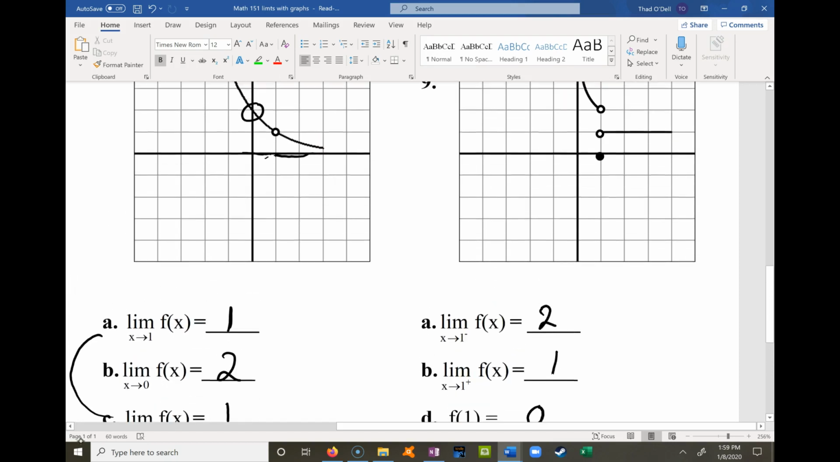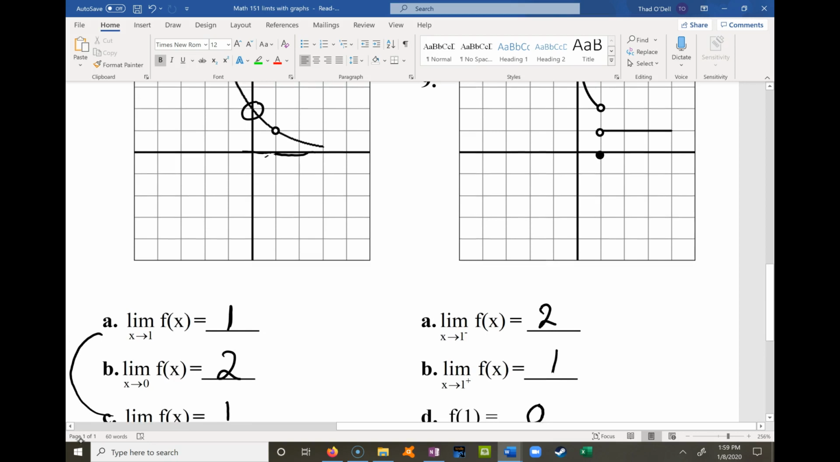So the limit as we approach 1 from the left side is 2. The limit as we approach 1 from the right side is 1. And the value of the function at 1 is 0. And if we could ask one more question, the limit of f of x as x approaches 1 from both sides at the same time, the answer would be does not exist, because they don't agree.